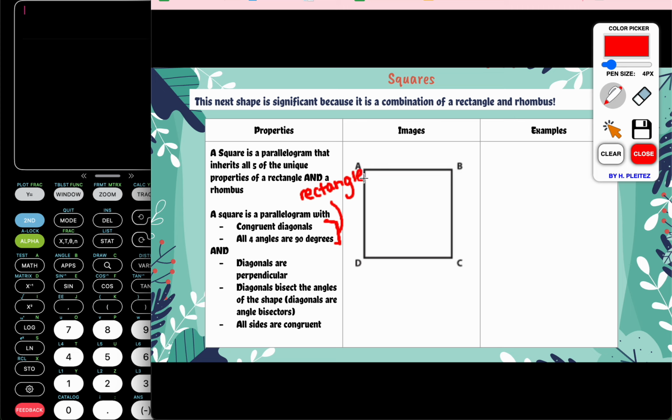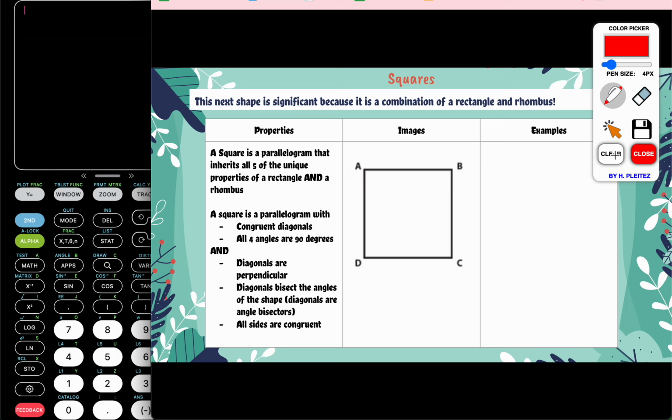And a square also needs to have perpendicular diagonals, the diagonals need to bisect the angles of the shape, and all sides need to be congruent. Now, if you remember, these were all of the properties of a rhombus. So a square is inheriting all 5 of those unique things, and it's being put into one shape. So it's not a rectangle or a rhombus, it's both of them put together. So it's interesting to know where the sets of properties come from. But let's make sure we know how to label our image.